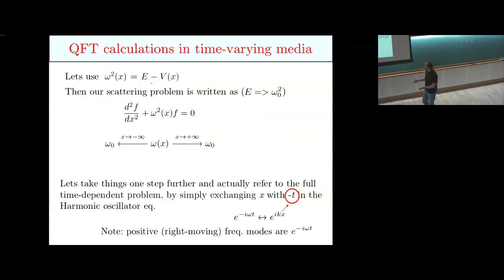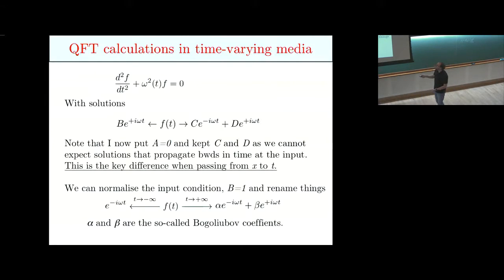And when I do that, I have to be very careful at how I choose my input and output modes, because now I can't have the equivalent of that reflected mode, because I don't expect to see a mode which is propagating backwards in time towards minus infinity, so from a potential before that has even actually changed. So I have to change things around, and I end up having to keep an input condition, and I have two outputs on this right-hand side. And this is the key difference when passing from x to t.